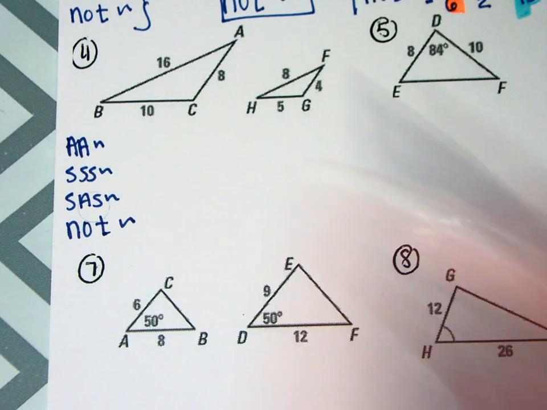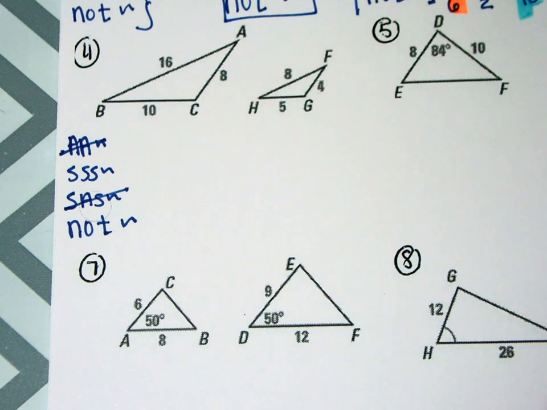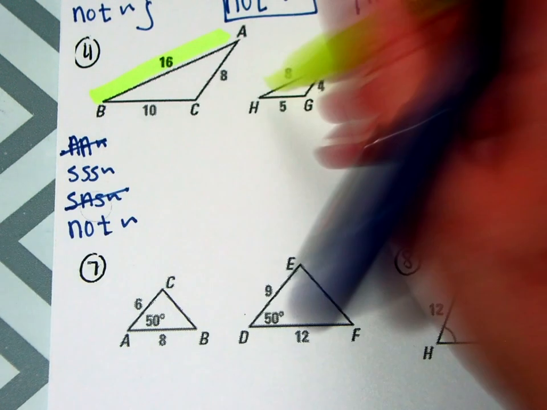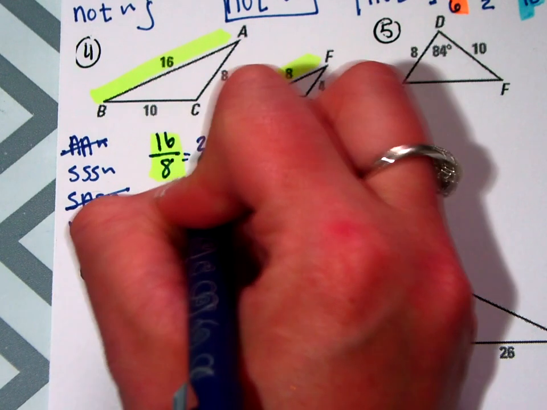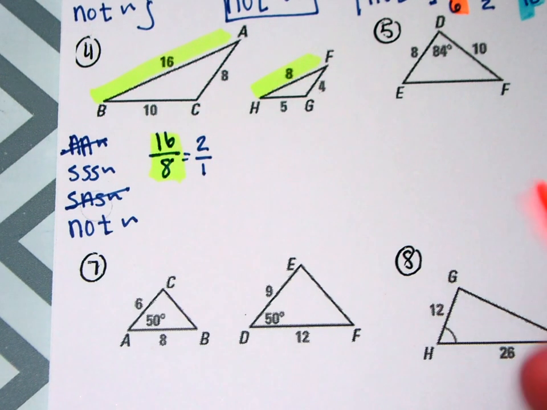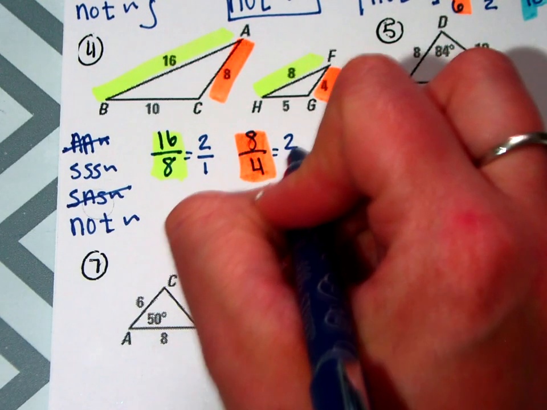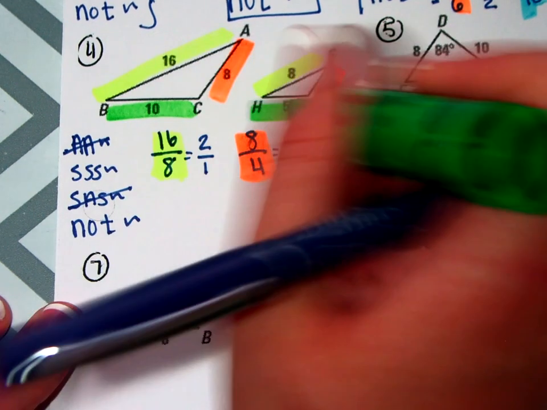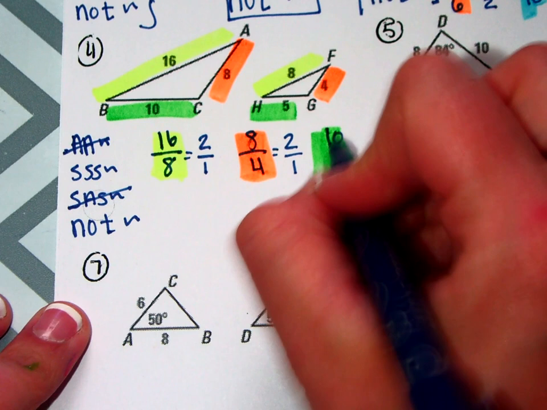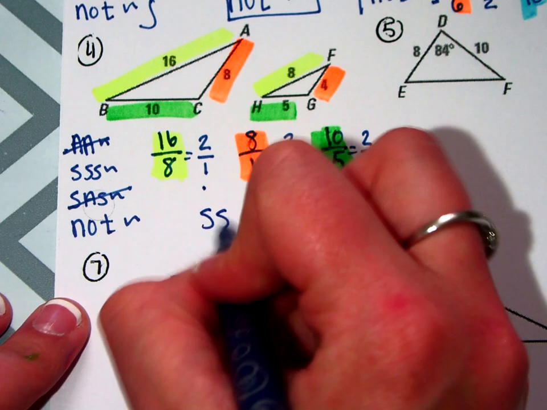Right off the bat, I should get rid of AA and SAS. I don't know any angles, so I can't use any of those. All I'm going to do is create my ratios. So I get 16 to 8. Remember, I told you earlier that these triangles are turned the same direction. 16 over 8 reduces to 2 over 1. Let's try the next one. I have 8 to 4. 8 over 4 also reduces to 2 over 1. Remember, I have to check all of them, because all it takes is one fraction not simplifying to the same number for it to not be similar. 10 to 5, 10 over 5, 2 over 1. All of my sides simplify to the same number, so it's side-side-side similarity.